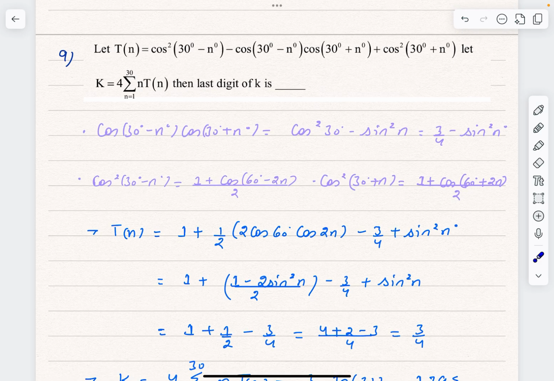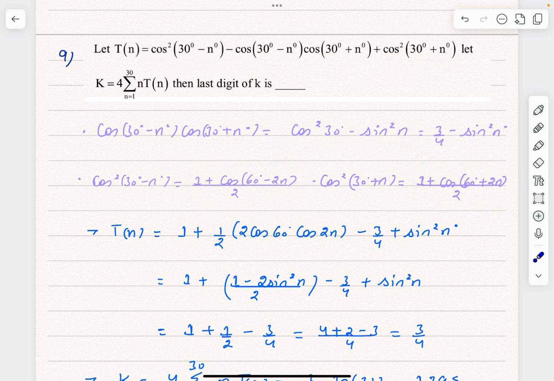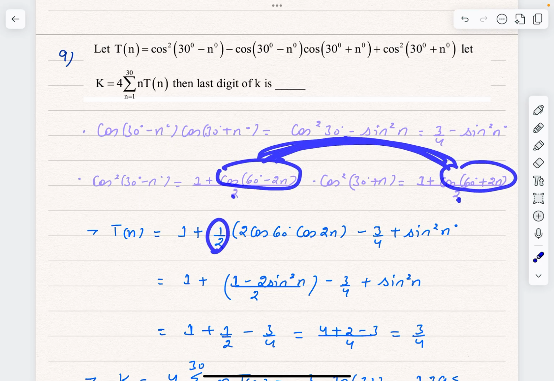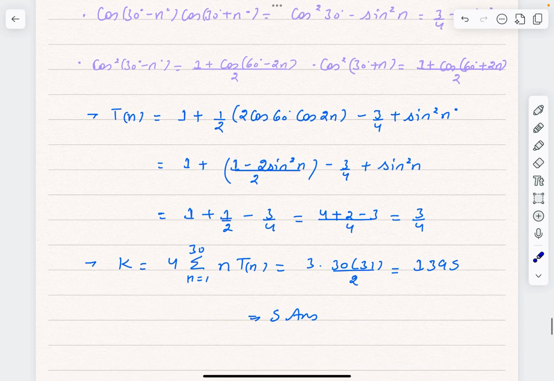Now, when you add this and this term, 1 by 2 will just become 1. This 1 by 2 again is common. This plus this, we can use the cos c plus cos d formula, which will be 2 cos 60 cos 2n. And this term is 3 by 4 minus sine square n. So minus of that will make it minus 3 by 4 plus sine square n.